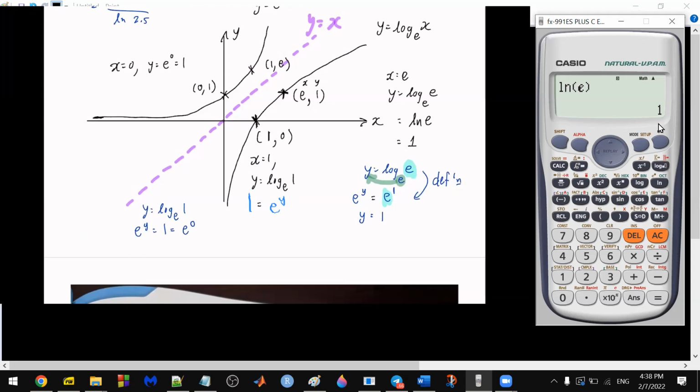Right or not? Yes, correct. But here 1 is equal to e power 0. Do you agree? Okay. So since you have the same base e, you can now compare the power. Therefore, y is equal to 0. Does it make sense? Yeah. So that's why we get y equals 0. Answer.